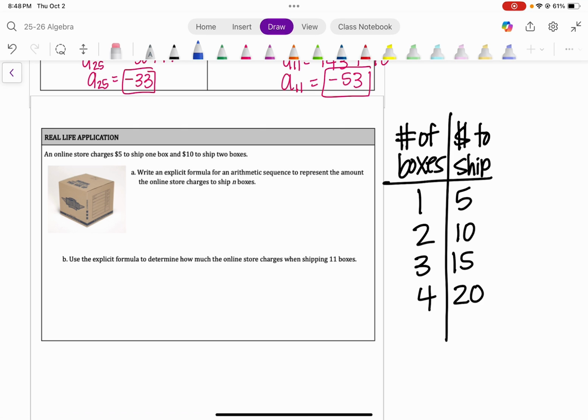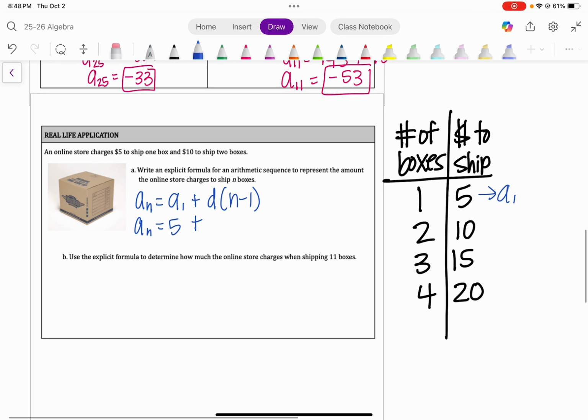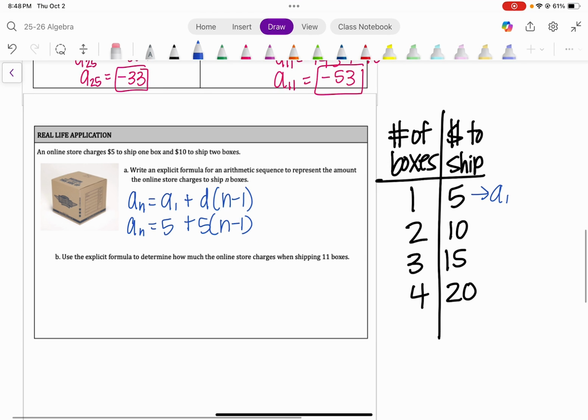So our formula, a sub n equals a sub 1 plus the difference times n minus 1. So the first amount is 5, and the difference is 5 times n minus 1. So when we do this, 5 plus 5n minus 5. So the 5 and the minus 5 cancel out. So a sub n is just 5n.